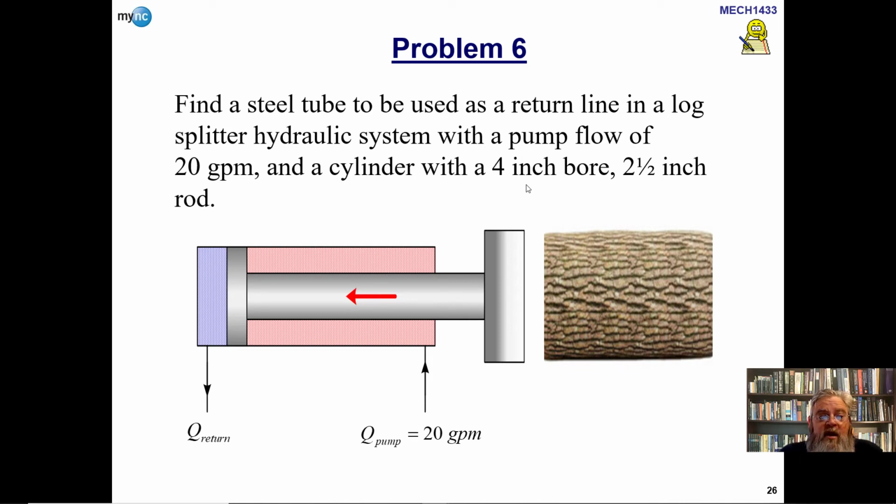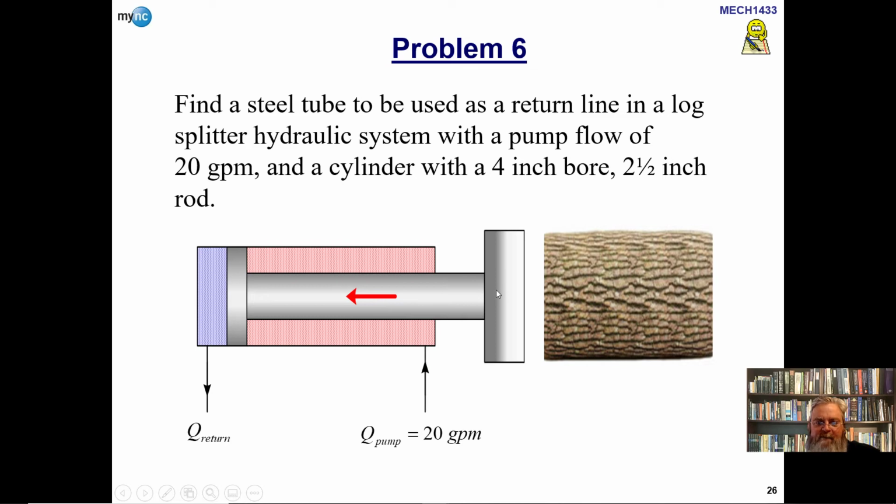Let's look at that in problem 6, where we're speccing out part of a hydraulic system, and we want to find a steel tube to be used in the return line of a log splitter. Now, the hydraulic system has a pump flow of, let's say, 20 GPM. So 20 GPM comes out of the pump, and the cylinder has a 4-inch bore and a 2.5-inch rod, and we want to size the return line. Now here's the thing, and I hope we remember this from the fluid power course.